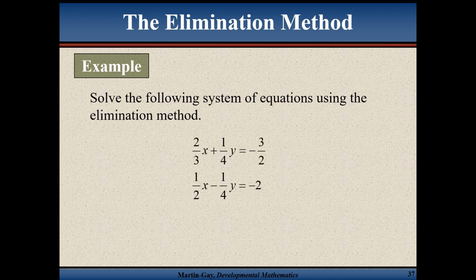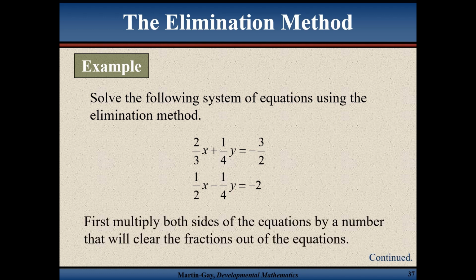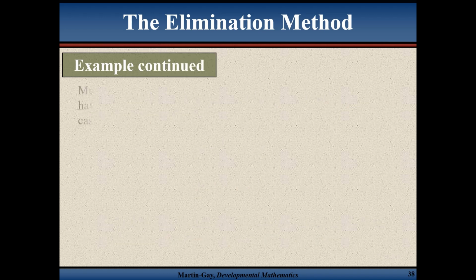If you get fractions like this, with 2/3 x plus a quarter y equals negative 3/2 and a half x minus a quarter y equals negative 2. First, multiply both sides of the equation by the number that will clear the fraction out of the equation. So you have to get rid of the fraction first.